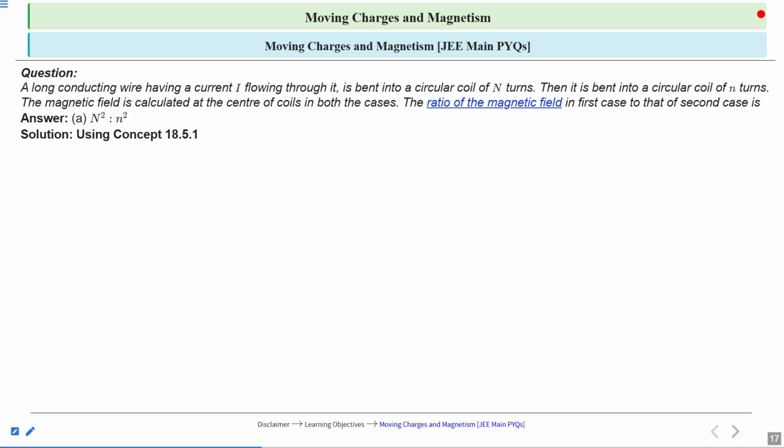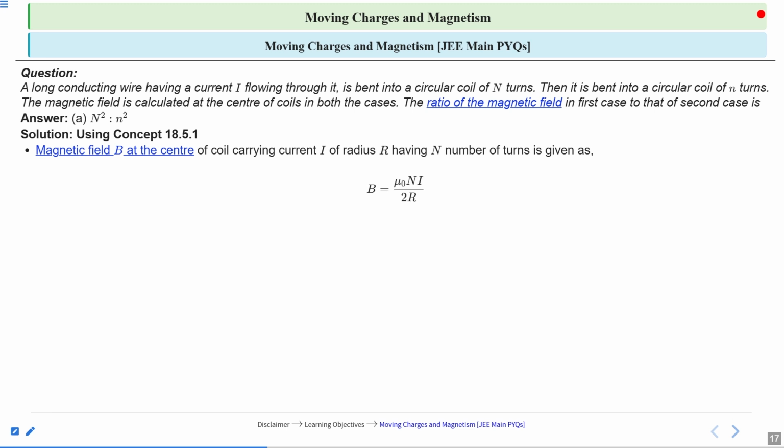Using concept 18.5.1, the magnetic field B at the center of a coil carrying current I, radius R and having N turns is given by B equal to mu naught N I upon 2R, which we found using the Biot-Savart law. This is the formula for the magnetic field at the center of the coil.